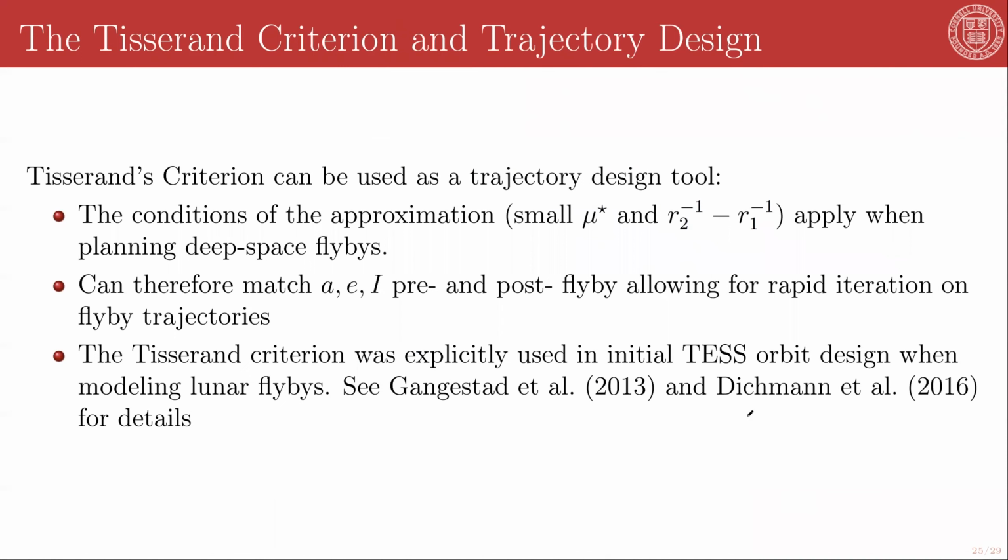In modern astrodynamics, the Tisserand parameter and Tisserand criterion is actually an incredibly useful tool in trajectory design. The conditions of the approximation that we just made to define the parameter, that mu star is small and the reciprocals of r2 and r minus r1 lead to small quantities, apply when you're planning deep space flybys. So you can therefore match the semi-major axis, eccentricity, and inclination of your spacecraft pre and post flyby, which allows for very rapid iteration on flyby trajectories. Most recently, the Tisserand criterion was explicitly used in the initial orbital design for the TESS mission, which is in a very cool resonant orbit with the Earth's moon. And for a lot more details in that, you can see these papers by Gangestad and Dijkman.